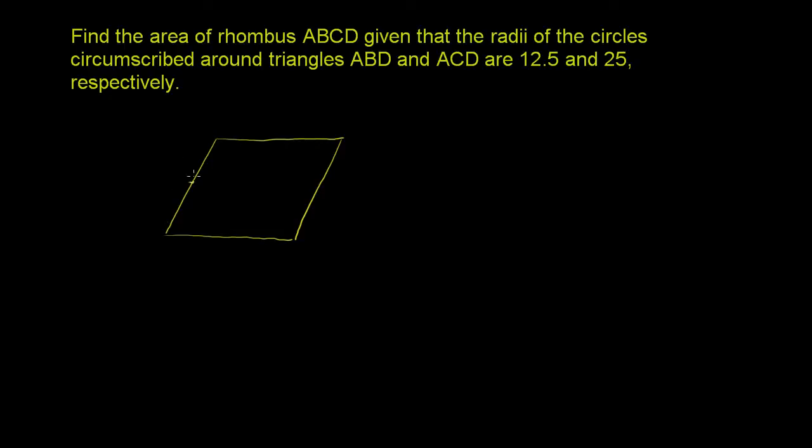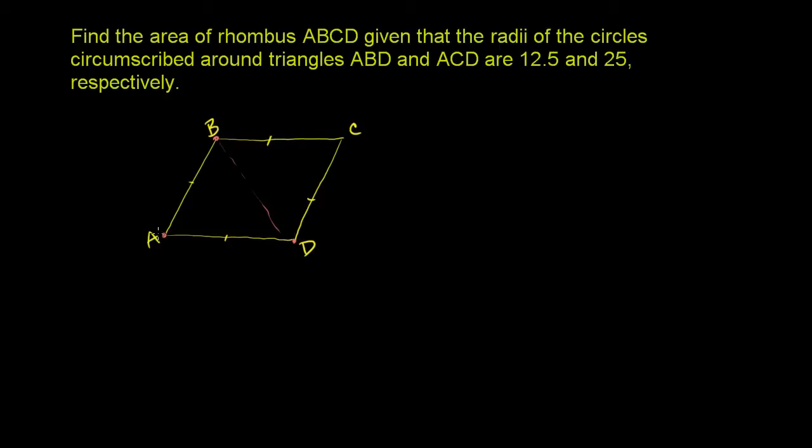We know that all the sides of a rhombus are equal, and let's label the vertices: vertex A, B, C, D. So there we go, rhombus ABCD. And then they say the radii of the circle circumscribed about triangle ABD. That is triangle ABD. So let's draw its circumcircle, its circumscribed circle, or the circle that passes through the vertices A, B, and D.